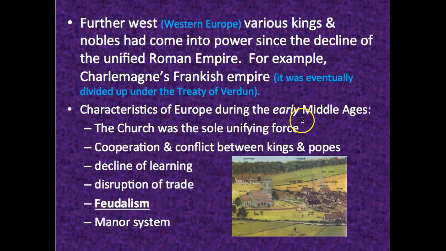Characteristics of Europe during the early Middle Ages: the church was the sole unifying force. You have cooperation and conflict between kings and popes, the decline of learning, and disruption of trade. You begin with manorialism, the manor system, and that turns into feudalism. We especially see feudalism taking hold in 1066 with William the Conqueror.